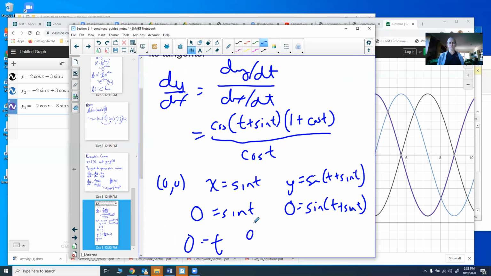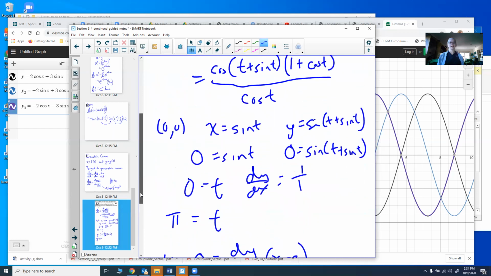When we do that one, dy/dx would be 1 plus the cosine of 0, which is 1, so 1 plus 1 is 2, over the cosine of 0, which is 1. So we get 2 over 1.